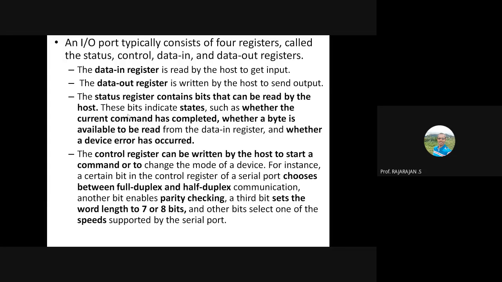And the control register is used to control the operation by giving some special details. For example, whether the operation has to happen in full duplex or half duplex, whether parity checking has to be done, whether the word length has to be 7 bits or 8 bits, and all these details are supplied through the control register. So various bits in the control register will determine each of these factors. This is just a few samples, but many more operation categories and characteristics can be determined based on the control register.